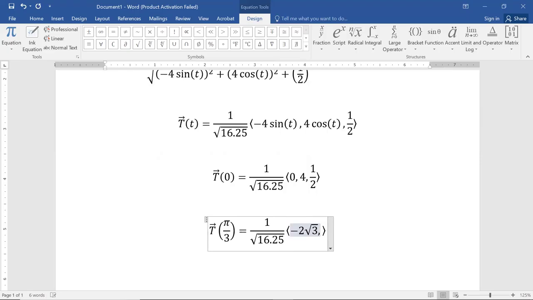That's what I get for my x component. For my y component, when I plug in pi over 3 into cosine, I get 1/2. 1/2 times 4 becomes 2. And then obviously my z component, nothing to plug in there. I just get 1/2. So that's the unit tangent vector when I plug in pi over 3.